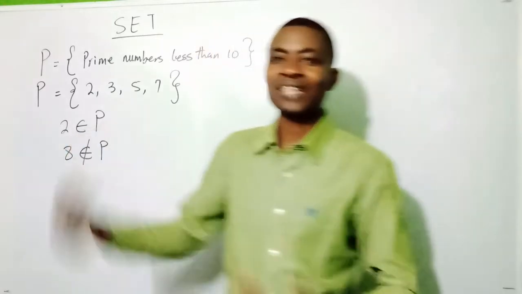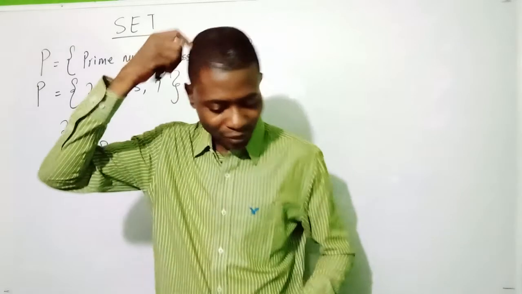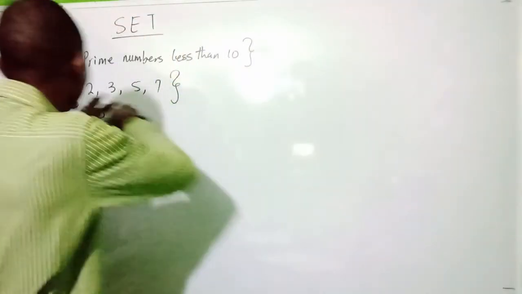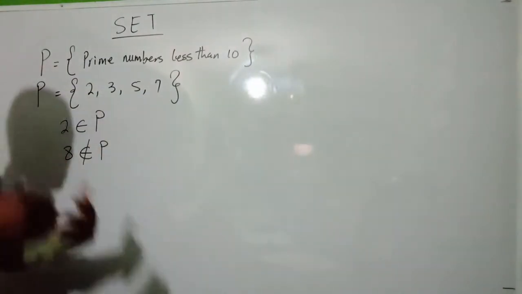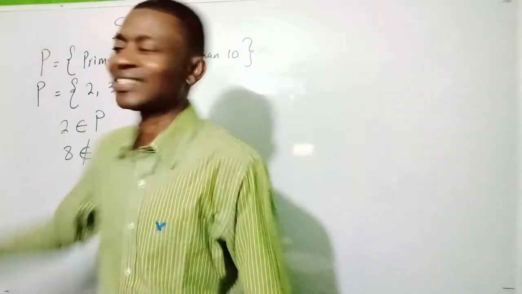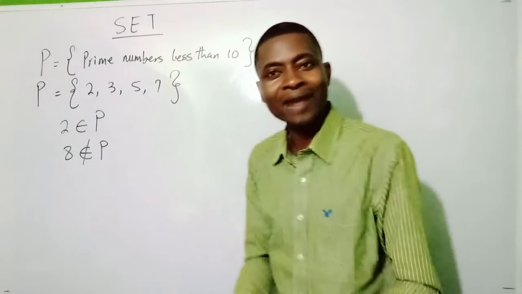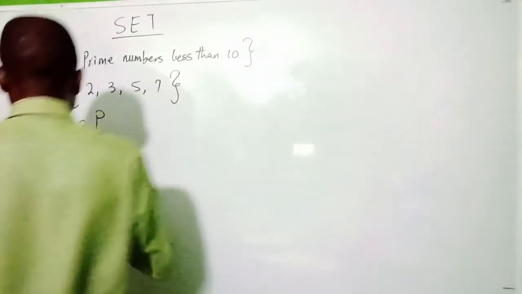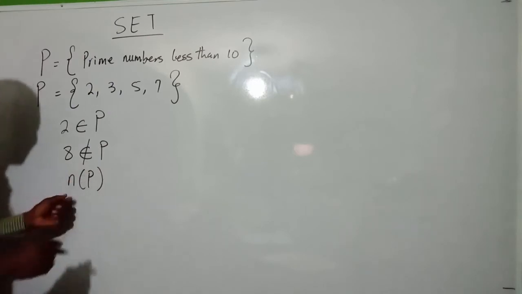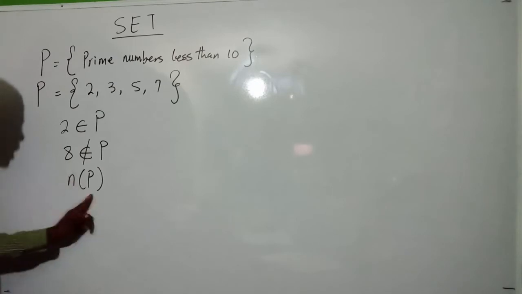Now, having mentioned what sets are and some of the notation, it's very important for us to think of another thing. Using this particular set I'm having here, there's another question I can ask. What is the number of elements in set P? How do I write that? I can easily write that. It will not be N, but you see this, n. So that means number of elements in set P. That is what this means.